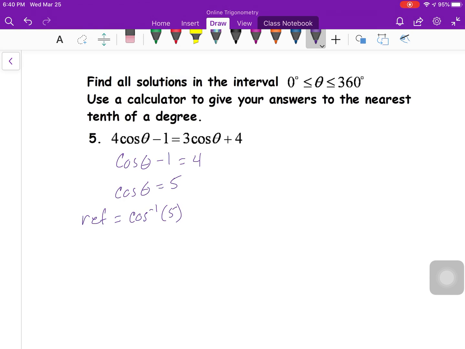But if you do that, your calculator will come up with an error. And that's because if you remember the graph of the cosine never went above 1 nor below -1. So there is no angle theta. So for this one, we would have to say no solution, because nothing will work on that one.